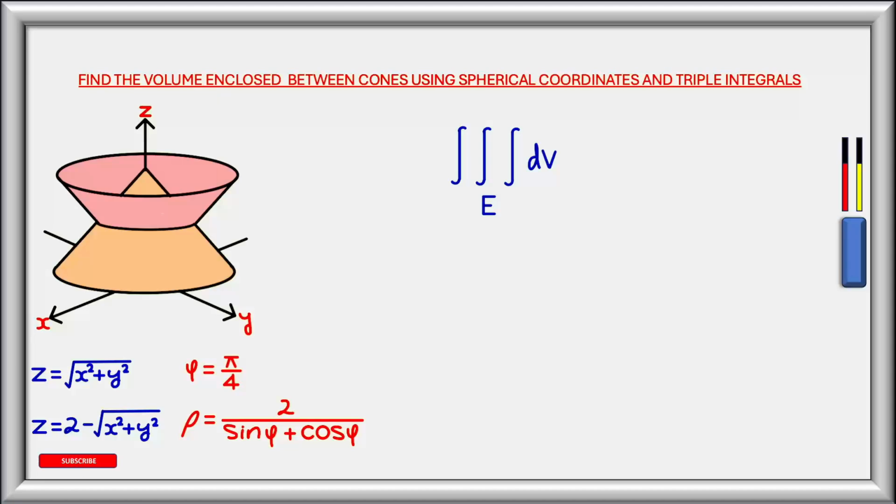We need to unpack this and define our region using spherical coordinates. This will give us our limits of integration for rho, theta and phi, and then look at what dV equates to in this context. Let's begin with finding the limits of integration for rho.